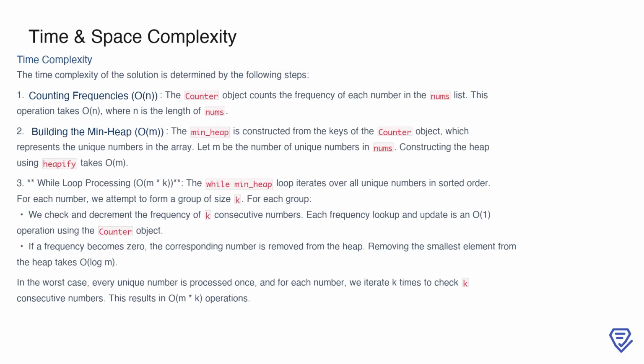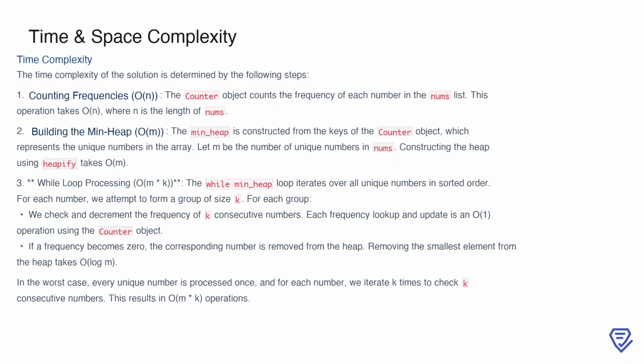The time complexity of our solution is determined by 3 main steps. First, we calculate the frequencies of all numbers in the input array using the Counter object. Since this involves iterating through the entire array once, the time complexity for this step is O(n), where n represents the total number of elements in the array. Next, we construct a min-heap from the unique keys of the frequency counter. Since there are m unique numbers in the array, the heap construction process using the heapify function takes O(m) time.